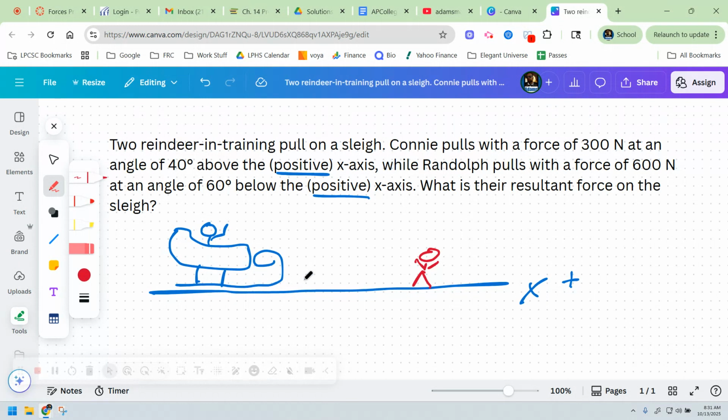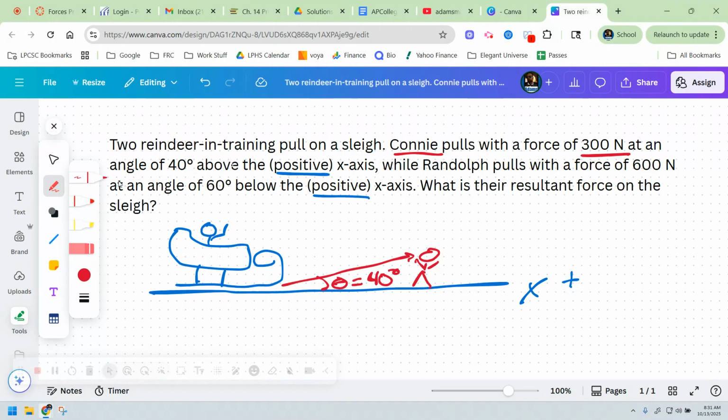She has very long legs. And Connie pulls with a force of 300 newtons. So she's pulling this way, and her angle is 40 degrees above the horizontal.